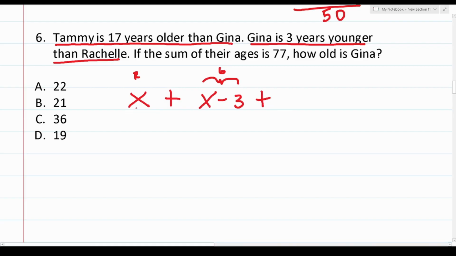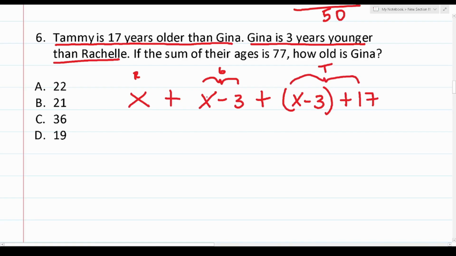Again, the sum of their ages is 77, so we're going to add another plus. And then finally, we know Tammy is 17 years older than Gina. So that looks like this. Again, Gina is X minus 3. We can put that in parentheses if we want. But Tammy is 17 years older than that. Again, this is Tammy here.